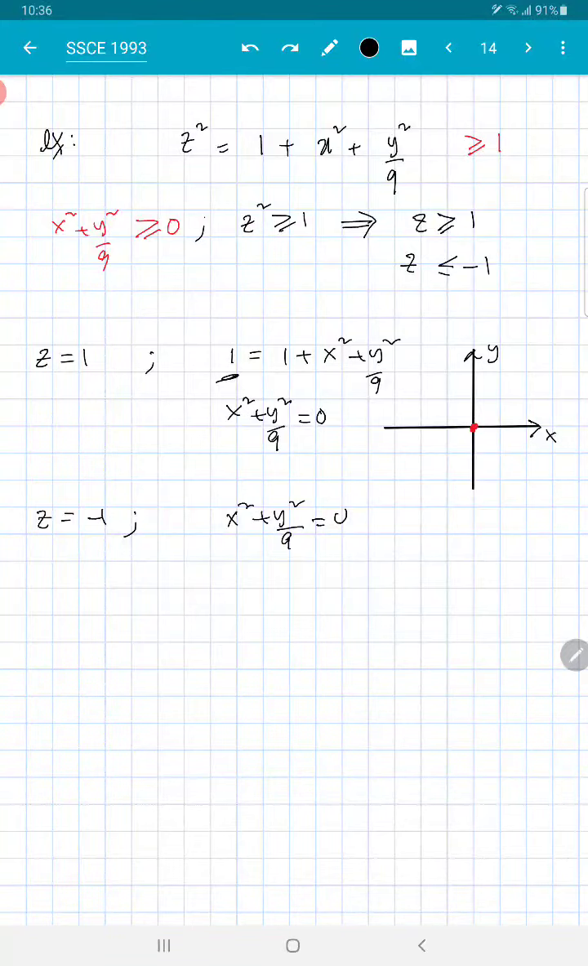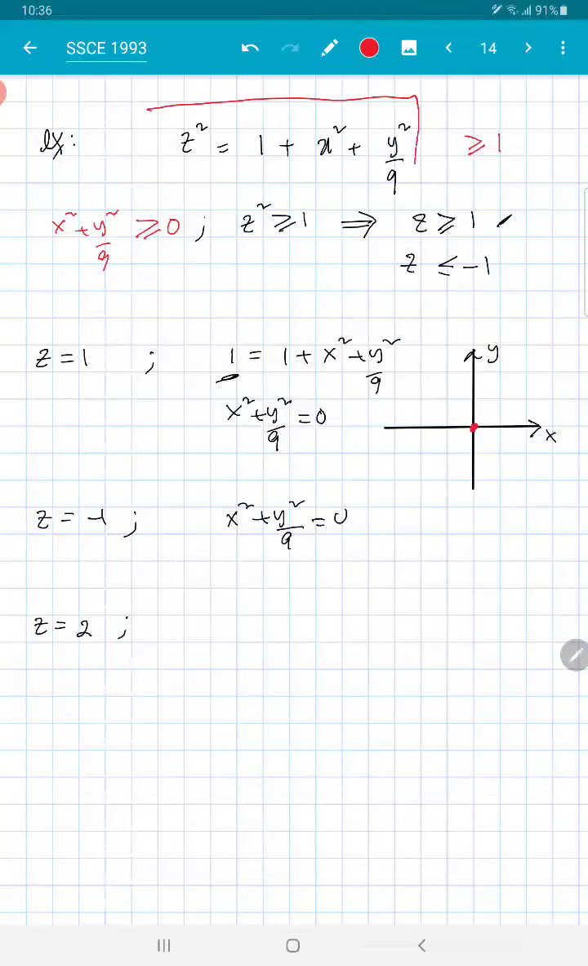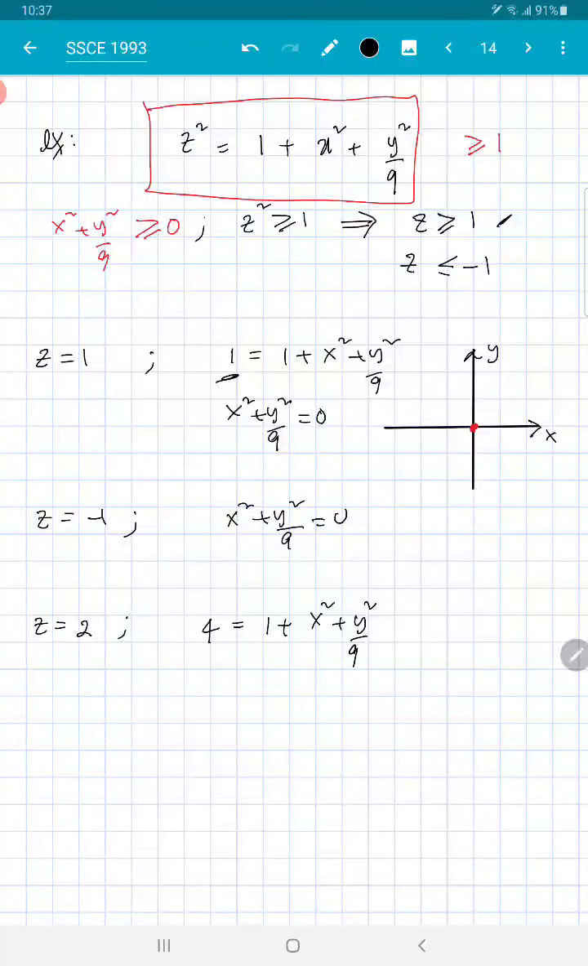Okay, let's pick z equals 2. We can pick z equals 2 because 2 is larger than 1. So when z is 2, we plug it into this equation. On the left hand side, 2 squared is 4, and here we have 1 plus x squared plus y squared over 9. Rewriting that, we have this equation, which is really an equation of an ellipse, but not in a general form.